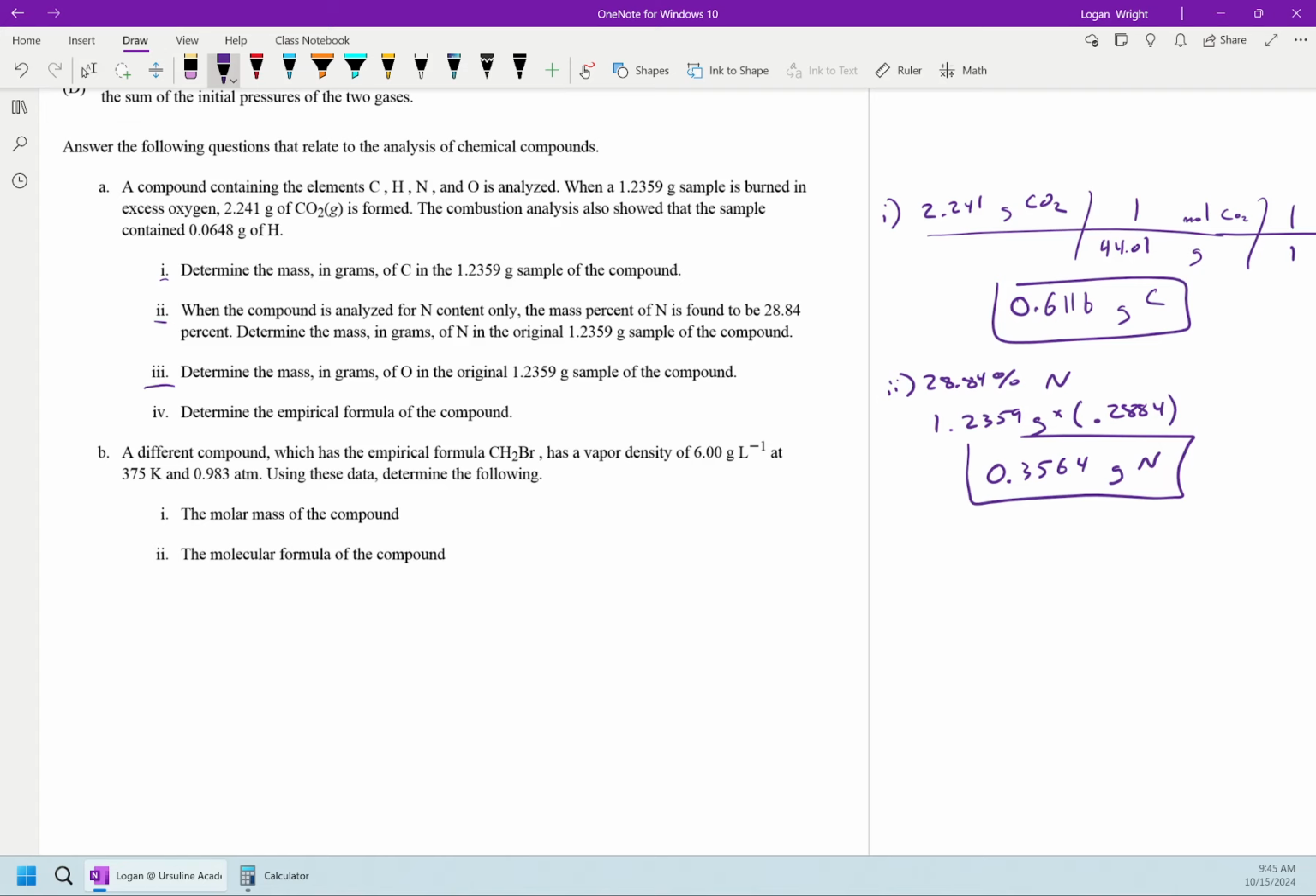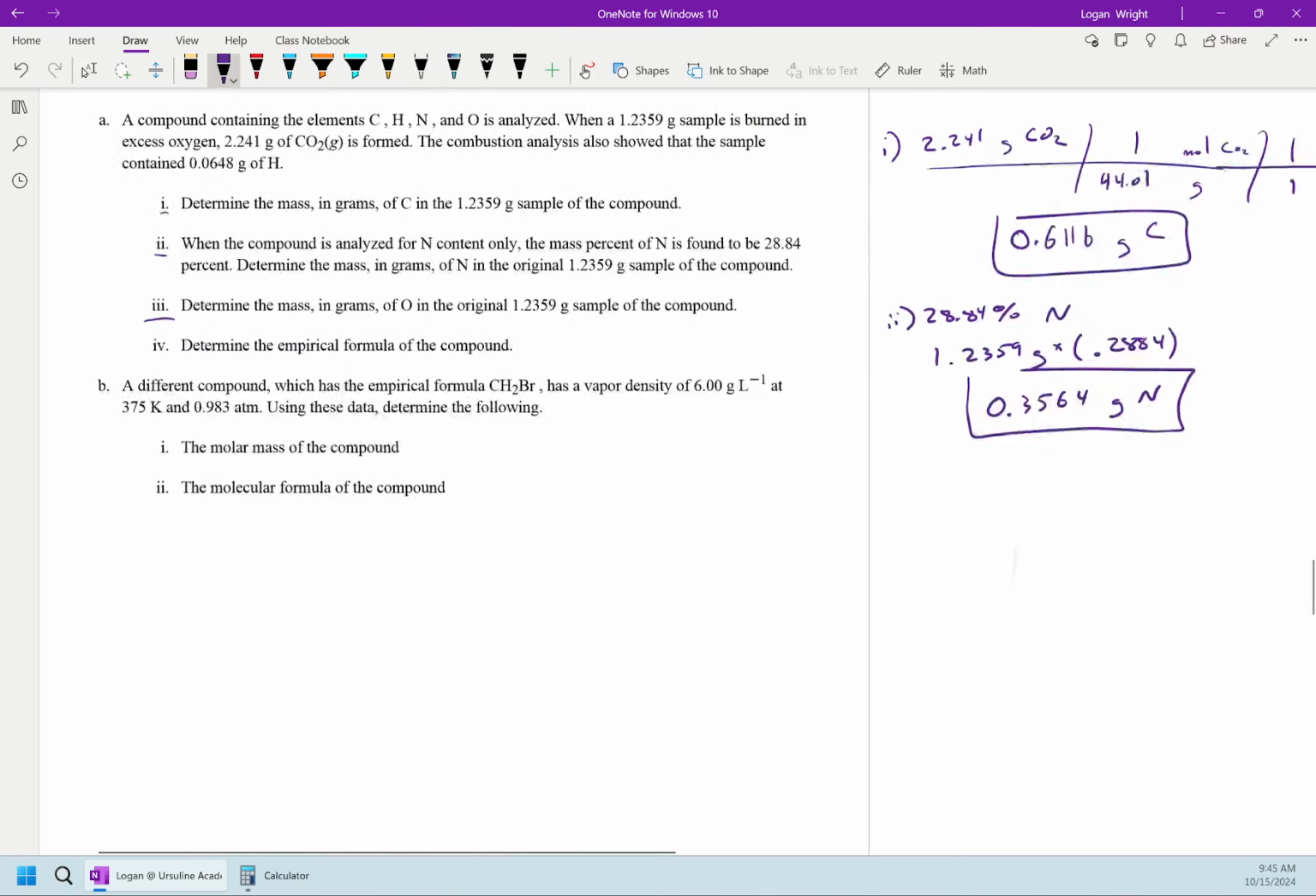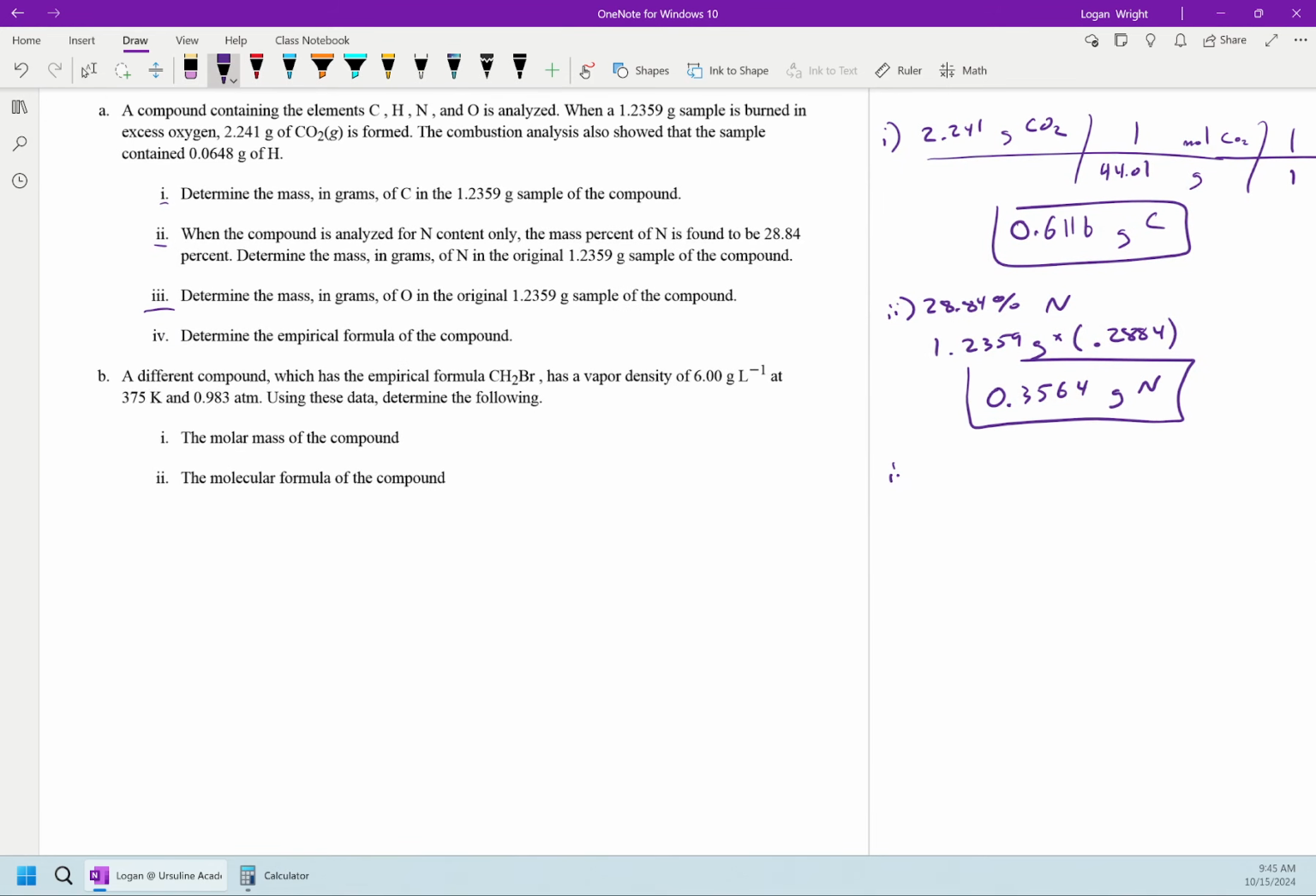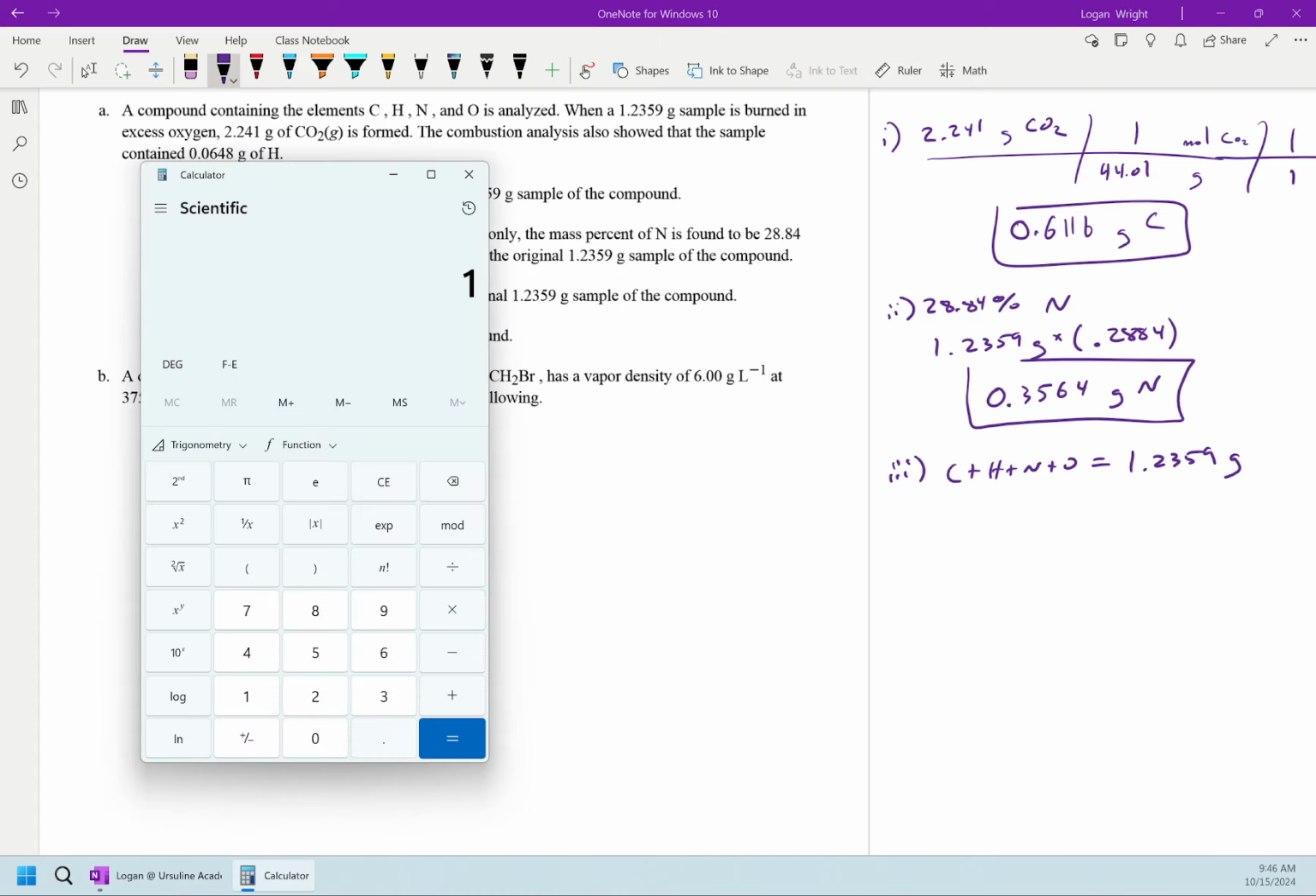Number 3, determine the mass in grams of oxygen in the original substance. Well, we were given hydrogen, we found carbon and nitrogen. So for part 3, if I were to add C plus H plus N plus O, I should get 1.2359 grams.